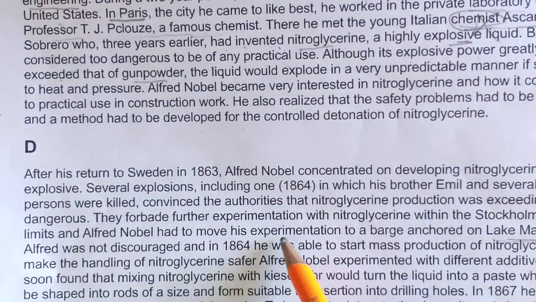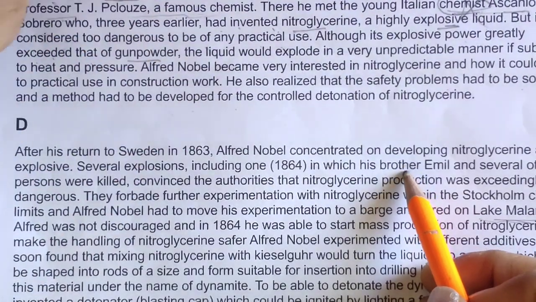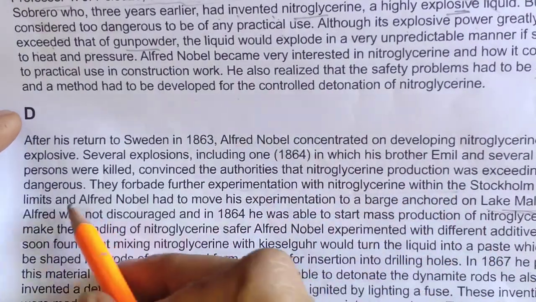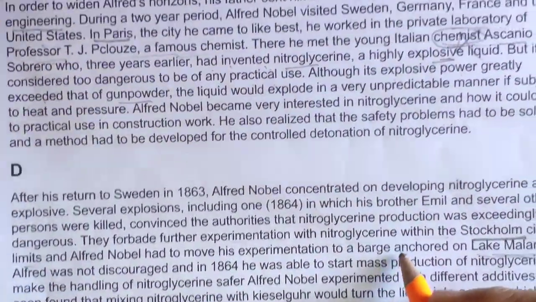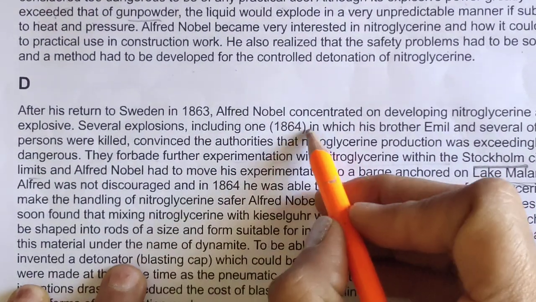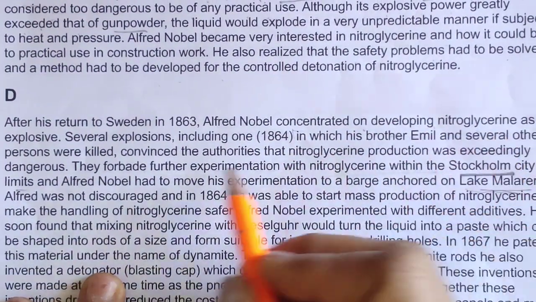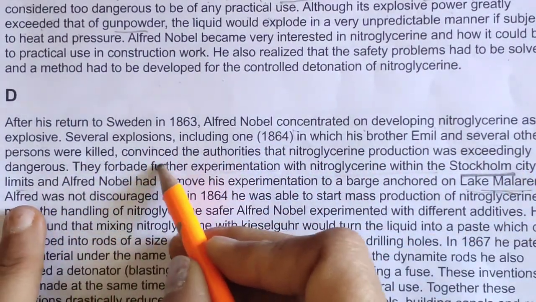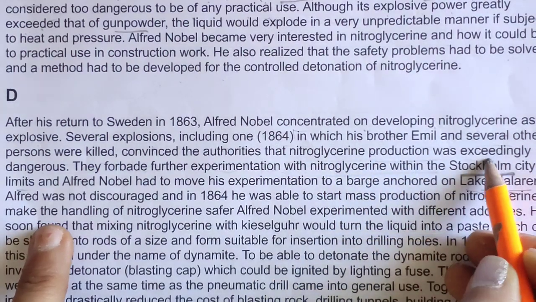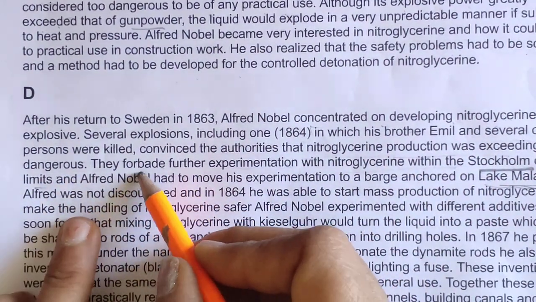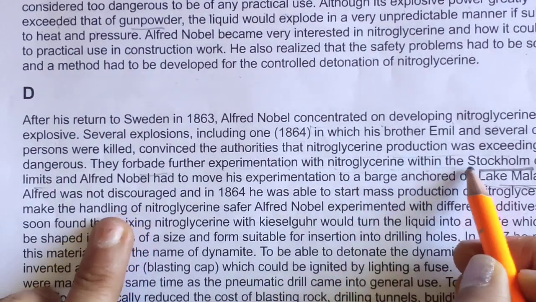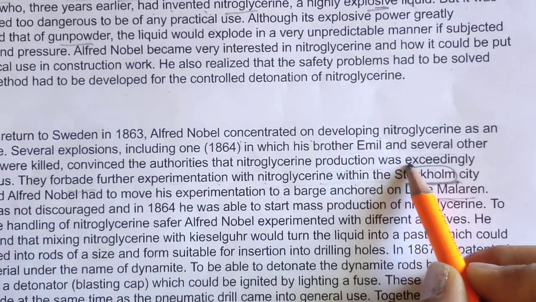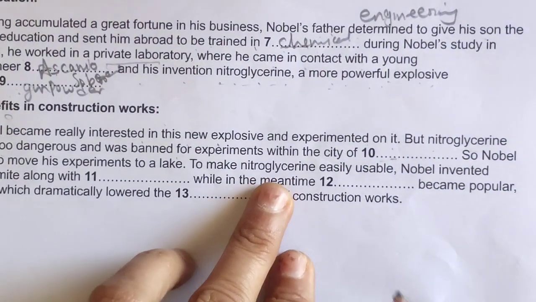Yes, here in the next paragraph also something is given. Stockholm city limits, yes, you can read it. I will show it to you in full. Concentrated on developing nitroglycerin as an explosive. Several explosions, including one in which his brother and several persons were killed, convinced the authorities that nitroglycerin production was exceedingly dangerous. They forbade further experimentation with nitroglycerin within Stockholm city limits. The word city was also there, you can see. So we will be writing here Stockholm, the city of Stockholm.